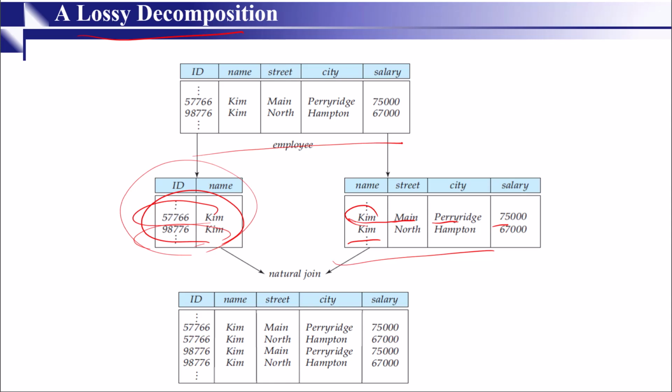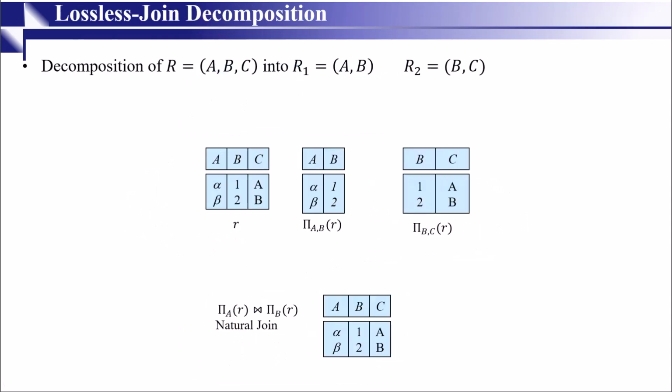This underscores the importance of preserving information during decomposition. To avoid that, we use lossless-join decomposition. Consider a relation R with attributes A, B, and C that is decomposed into R1 and R2, like A, B and B, C. So R1 has attributes A and B, and R2 has attributes B and C.